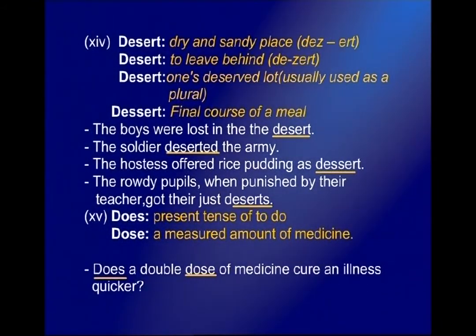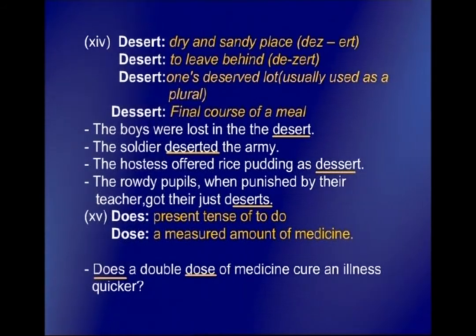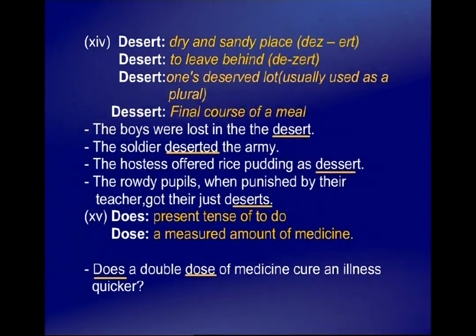There is another pair of words, very often confused by students, and these words are dose and does. Dose is D-O-S-E, meaning a measured amount of medicine, and the other one is does. It is spelled D-O-E-S, and it is the present tense of the verb to do. Now listen to the example. Does a double dose of medicine cure an illness quickly? Does, D-O-E-S, and dose, D-O-S-E.